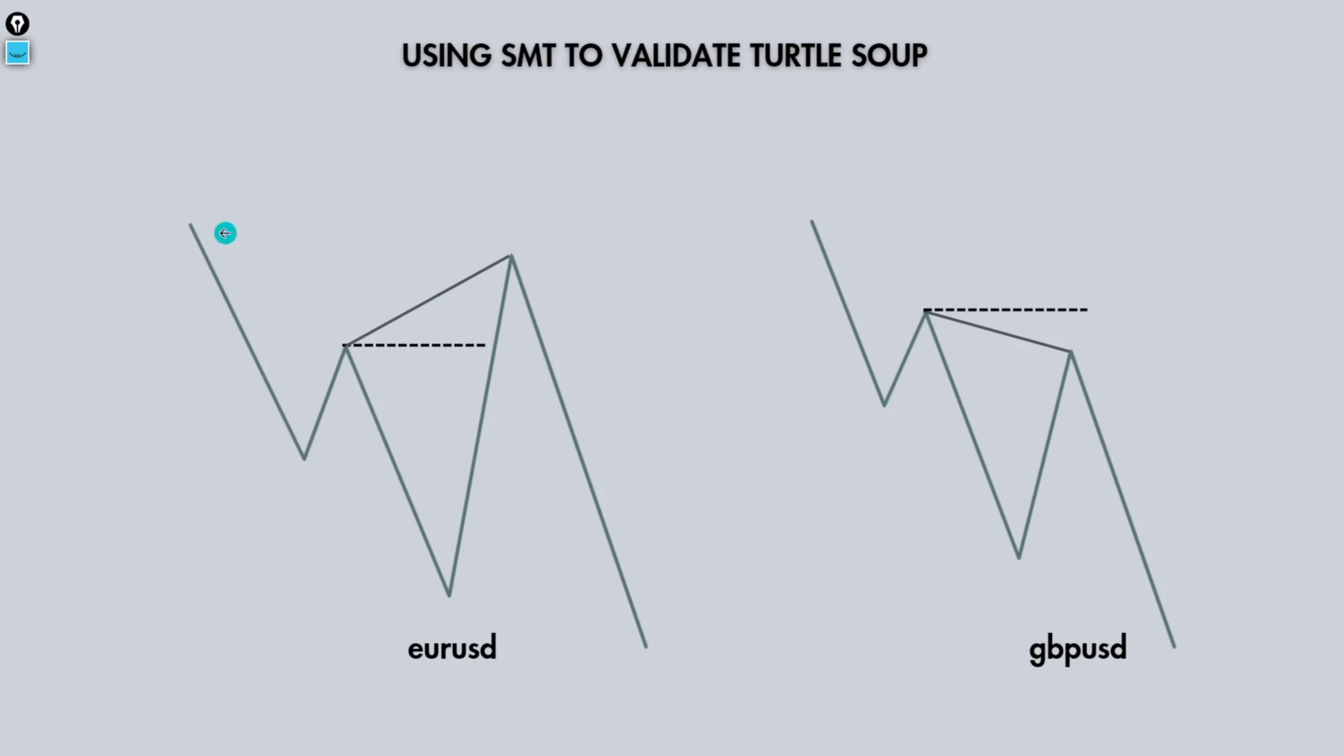This is the example, for instance, on EURUSD and GBPUSD. EURUSD will create a turtle soup of the highs. However, GBPUSD does not create a turtle soup of the highs. Instead, it keeps the high protected instead of breaking it. And this divergence, this difference in market structure, we can use to our advantage to understand that we're now having input by large institutions, which we can now be a part of.